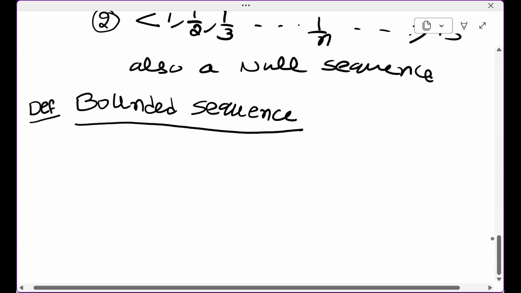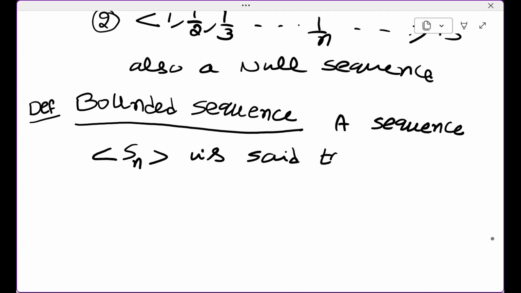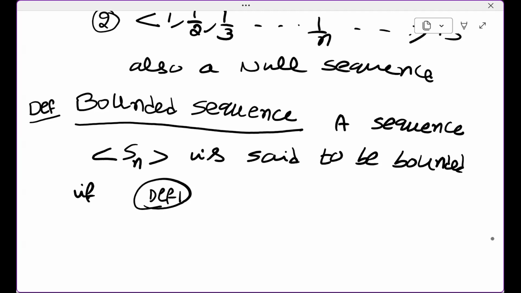So what is the next definition? The bounded sequence. When is a sequence said to be bounded? The sequence is said to be bounded if the range is bounded. Sequence Sn is said to be bounded. Two definitions are there. First definition: if the range of Sn is bounded.